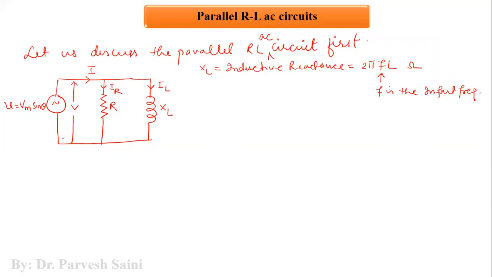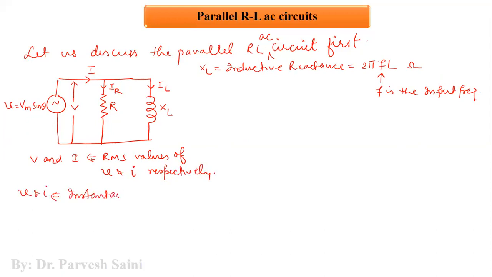Now V and I are the RMS values of V and I respectively. Now what is V and I? These are the instantaneous voltage and current respectively. So V is equal to Vm sine theta.